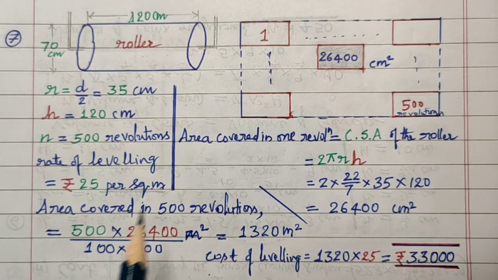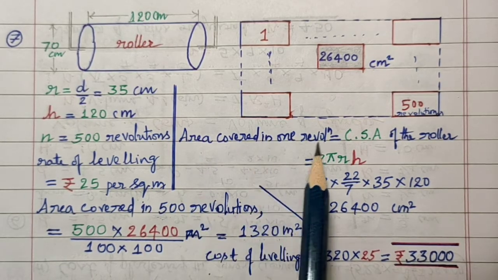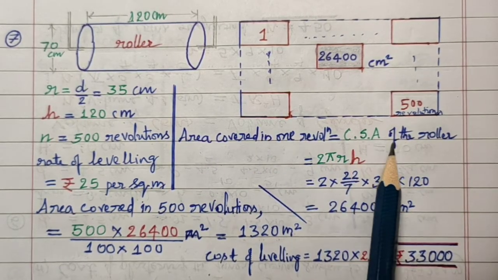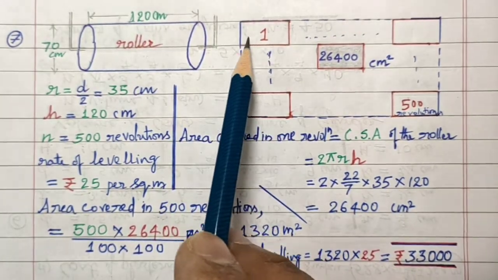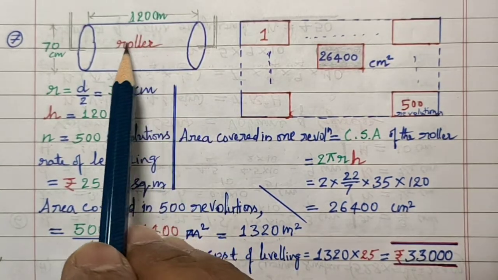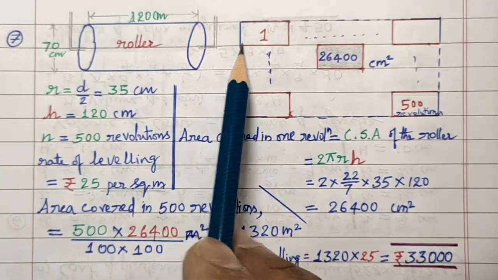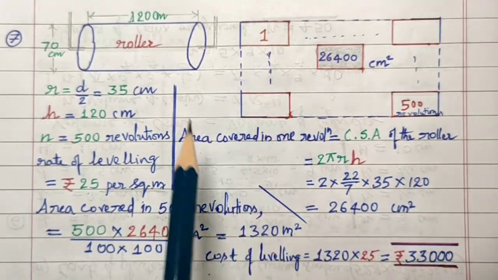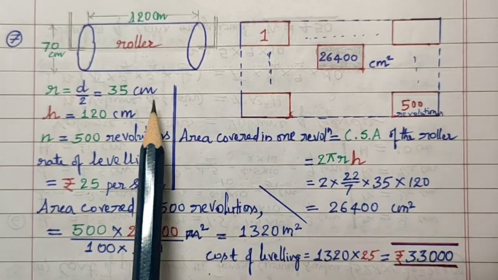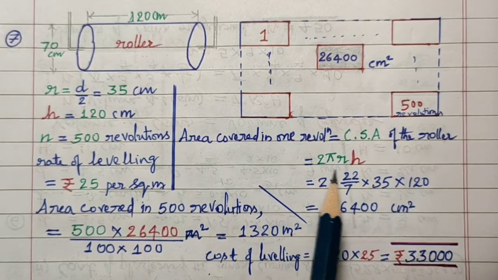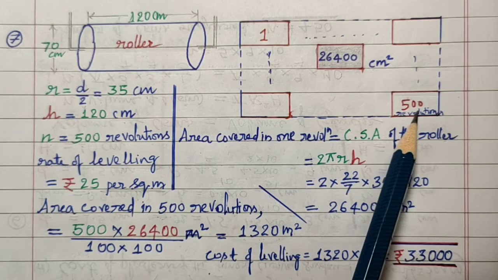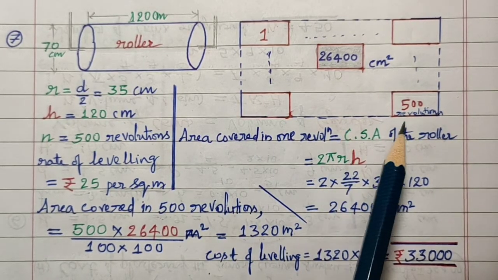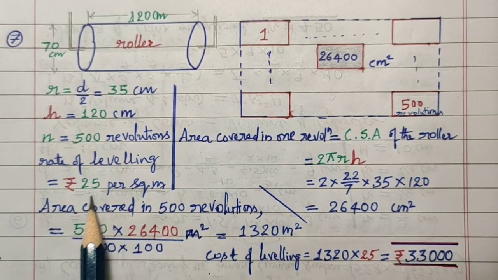In this problem, this part is very important. Area covered in one revolution is equal to the curved surface area of the roller. When you open this and make it a flat thing, it covers so much area. This is the area covered in one revolution, equal to the curved surface area of the roller, that is 2 pi rh. Once you know this, multiply it by 500 to find the total area, then divide by 100 into 100 to make it meter square, then multiply by 25, and you will get the answer.